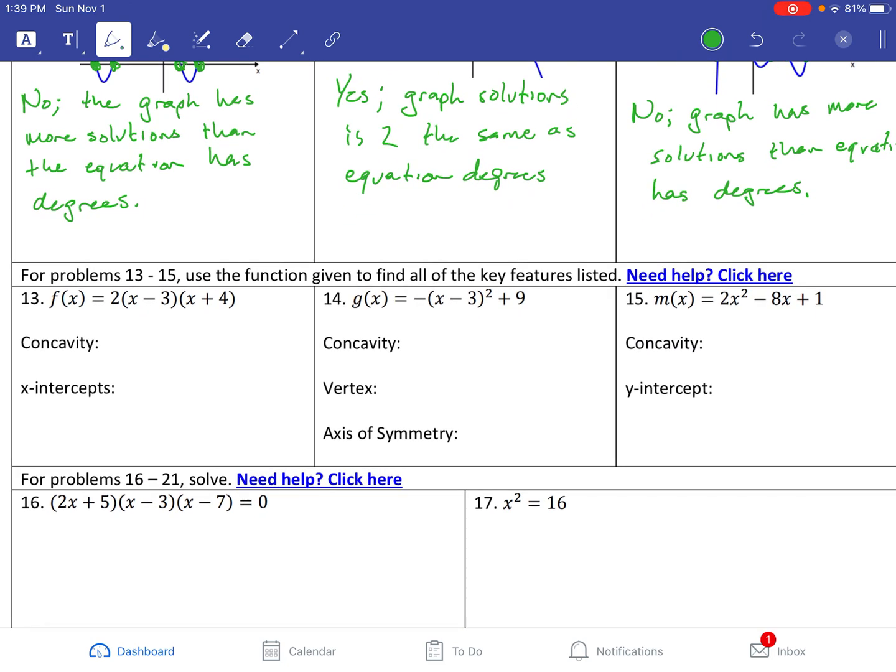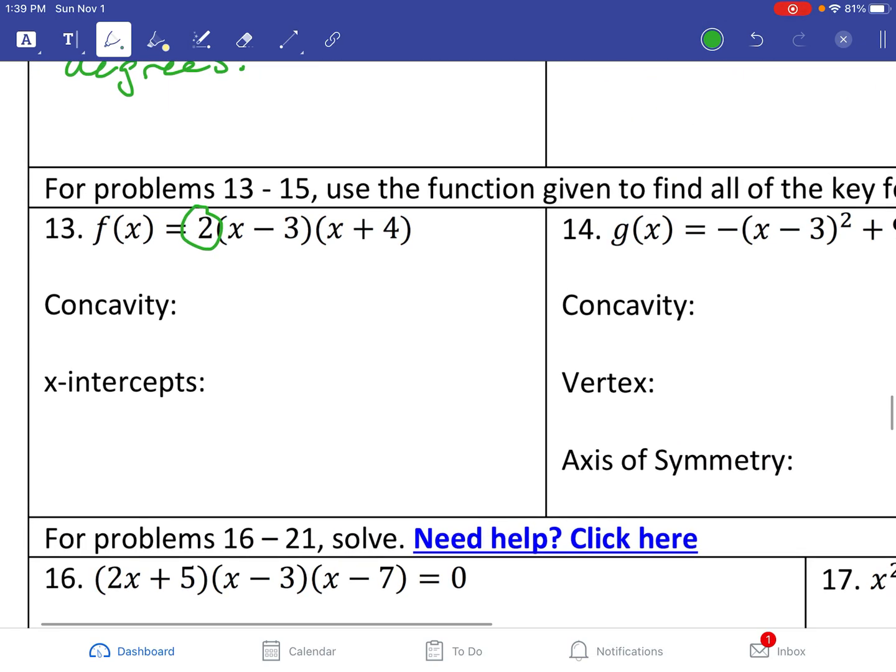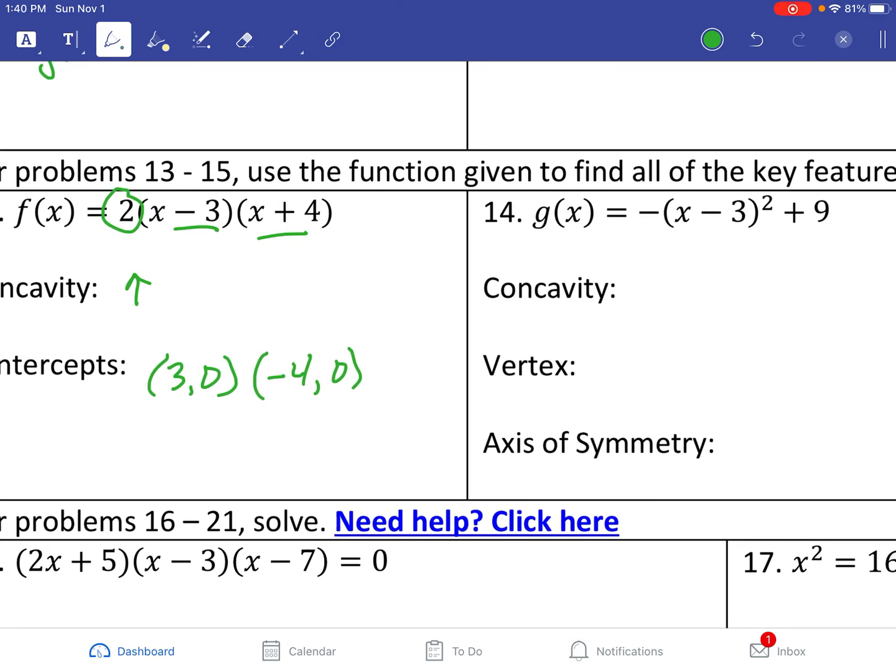Okay, so these are kind of reviews. Concavity, we're looking for the number out in front. Since it's positive, your graph is going to go up. Your x-intercepts are going to be based off of the 2 expressions there. So you're going to have 3, 0 and negative 4, 0. Please make sure they are written as points.